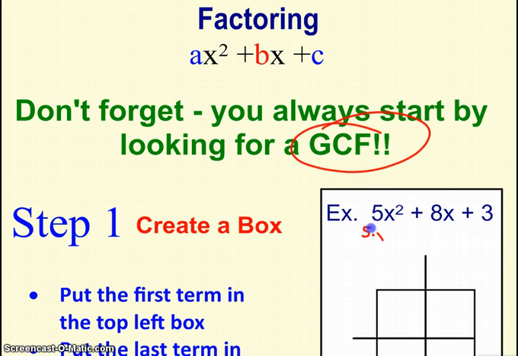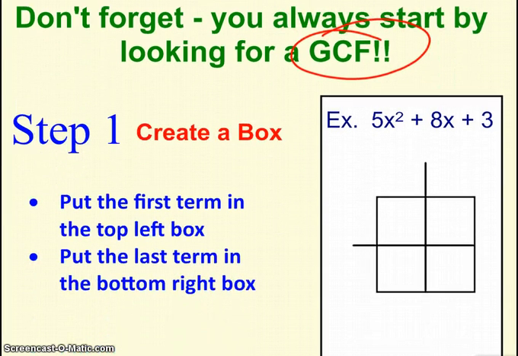So this is 5 times x times x. This is 2 times 2 times 2 times x. And this is just 3, because 3 is prime. You'll notice that of the three terms, they don't share all the same thing. Therefore, there is no greatest common factor. So what we do is we are now going to create a different process for solving.